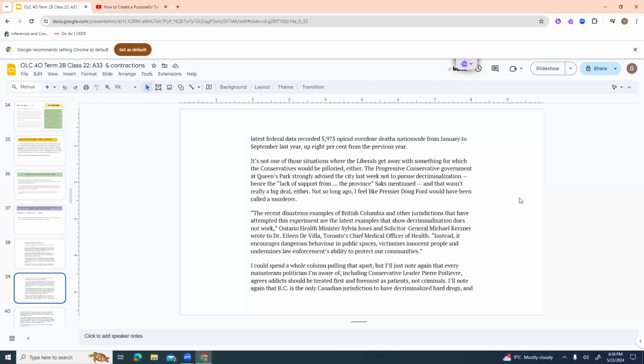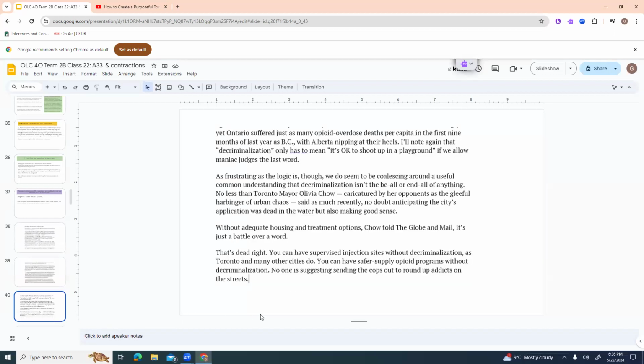I'll note again that BC is the only Canadian jurisdiction to have decriminalized hard drugs, and yet Ontario suffered just as many opioid overdose deaths per capita in the first 9 months of last year as BC, with Alberta nipping at their heels. I'll note again that decriminalization only has to mean it's okay to shoot up in a playground if we allow maniac judges the last word.